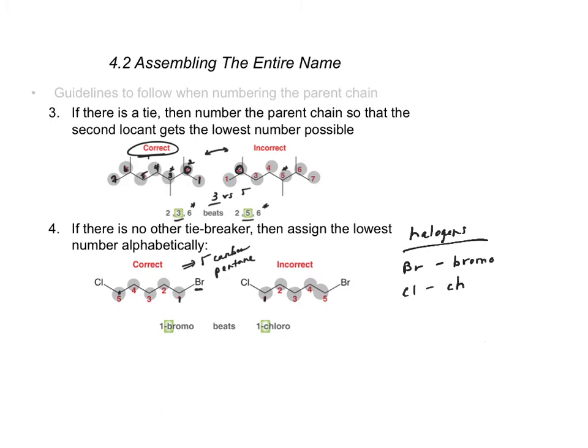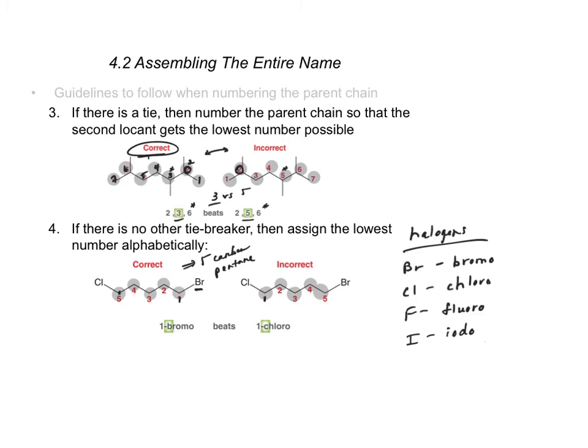Chlorine's name as a substituent is chloro. This is going to be like your methyl, ethyl, etc. Fluorine, another halogen, is fluoro. And then for iodine, it is iodo. So that's how you would name these halogens as substituents, okay?